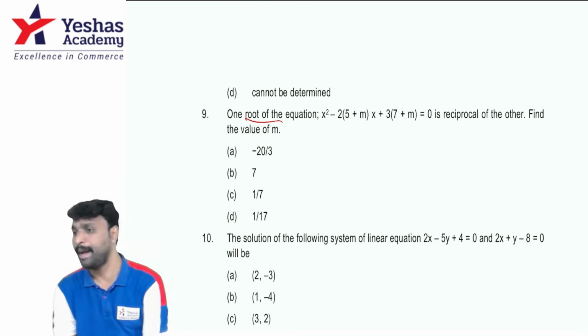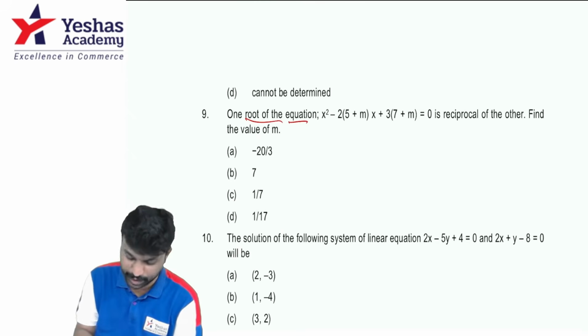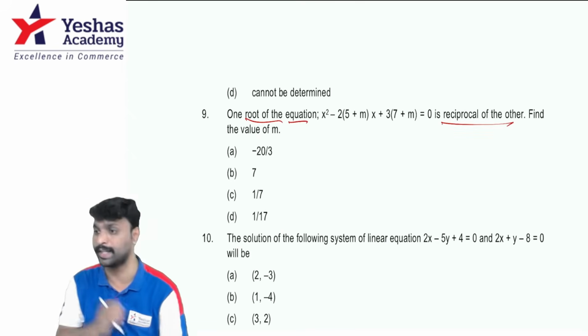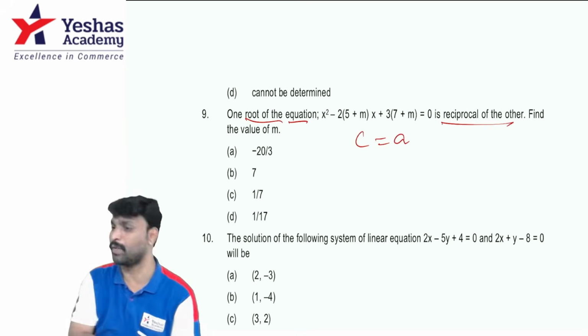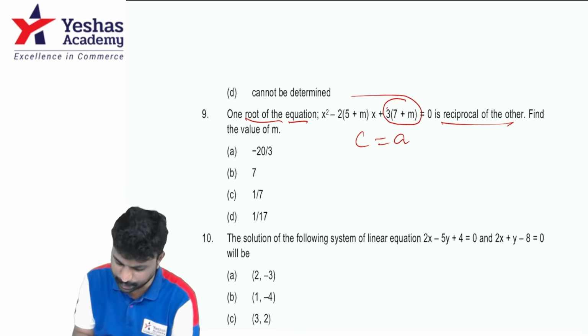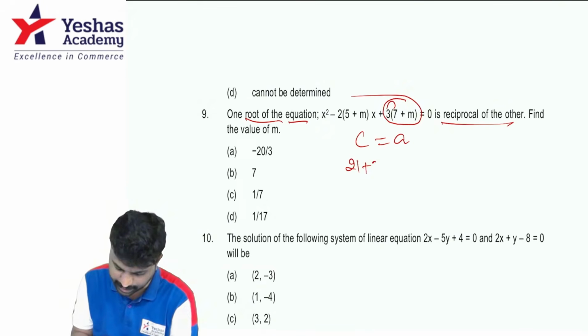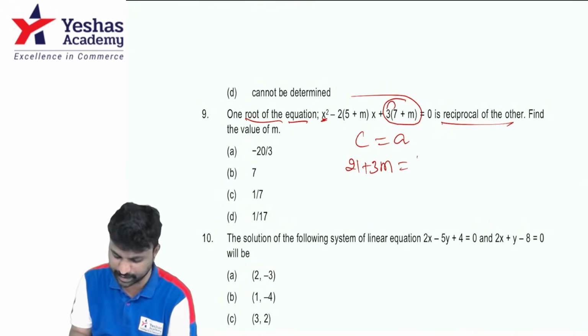It's one of our material questions only. One of the roots of the equation, one root is reciprocal to the other. Whenever one root is reciprocal to the other, what's the condition? C is equal to A. What is my C here? 3 into (7 plus M). So if I remove the bracket, 3 7s are 21, 3 into M is 3M. So this is C. And what is A? Coefficient of x square, which is nothing but 1.